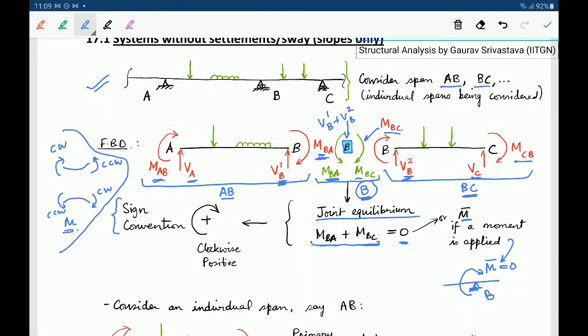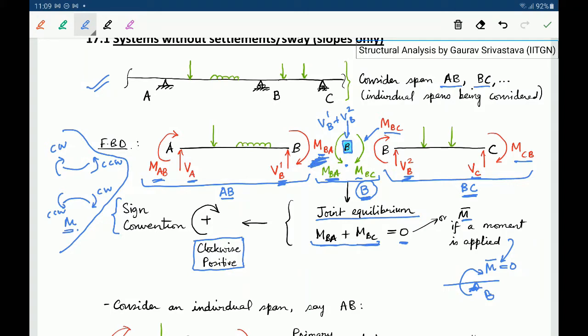But now, since we are looking at things from a joint perspective, where there is no length, so there is no question of sagging or hogging of the joint, we define a uniform sign convention where we say that a clockwise moment at the end of a member is positive. In a way we are saying that an anti-clockwise moment on the joint is positive, which means a clockwise moment at the end of a member is positive.